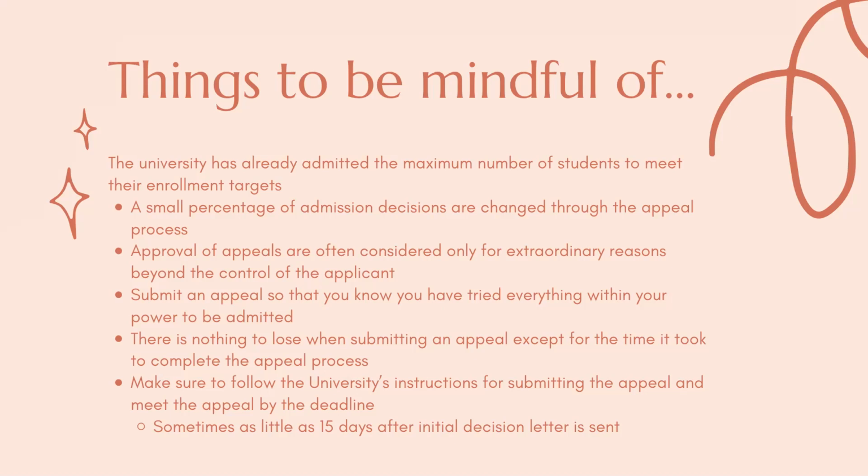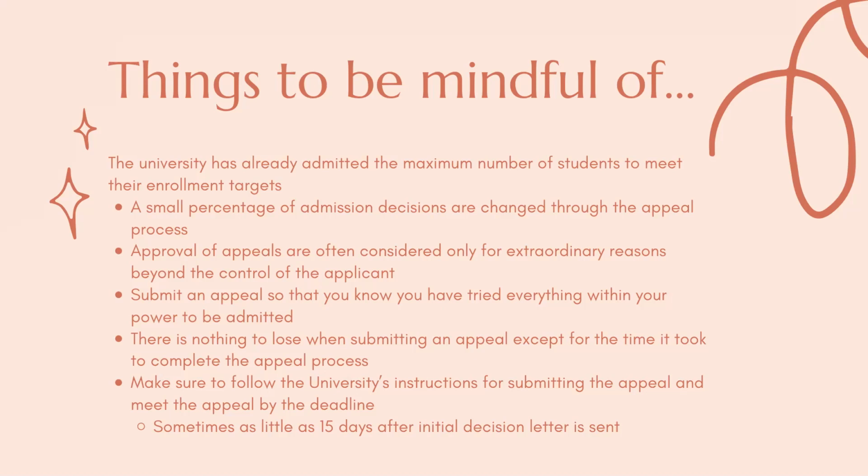Now there's a tiny percentage of admission decisions that are changed through the appeal process, and that's because they say, okay, all of the waitlisted students, we heard back from a lot of accepted students saying that they might not want, they're not going to come, so now we have space for you. And then from there, they look through the appeals and okay, space for this student, space for this student. So it's a case-by-case basis. And approval of appeals are often considered only for extraordinary reasons beyond the control of the applicant.